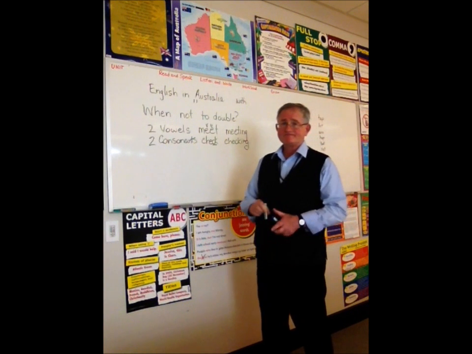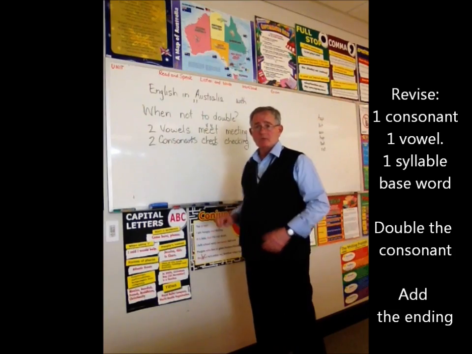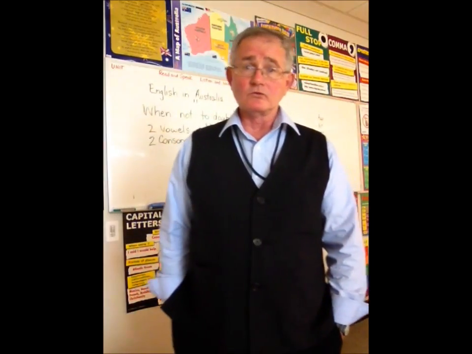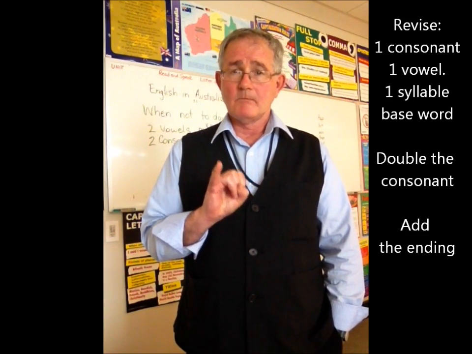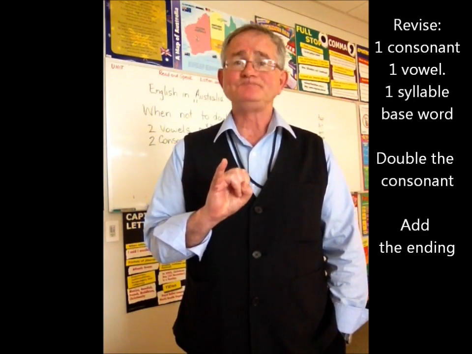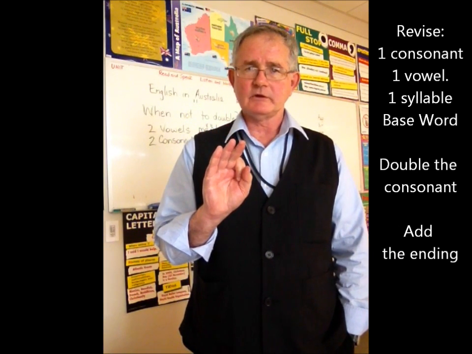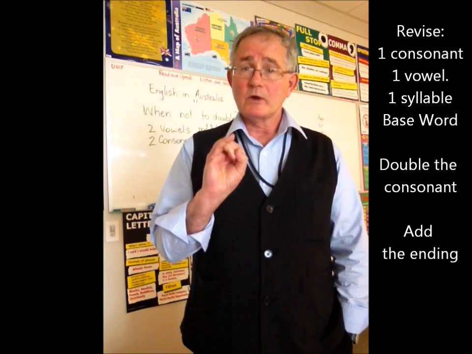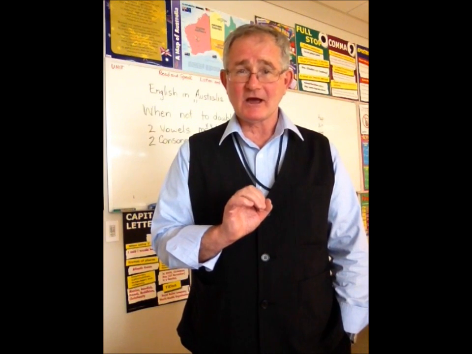So there we have it. When to double, when not to double. We double with the, we could say, 1-1-1 double rule: one base word, one syllable, one vowel, and one consonant at the end of the word following the vowel. We double the consonant and add the ending, ing.